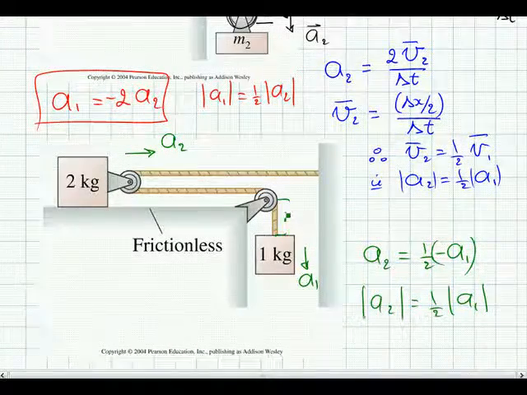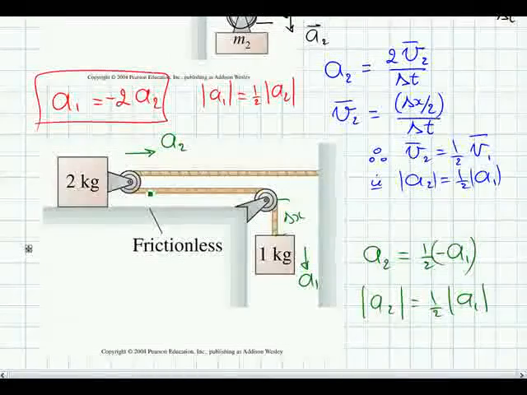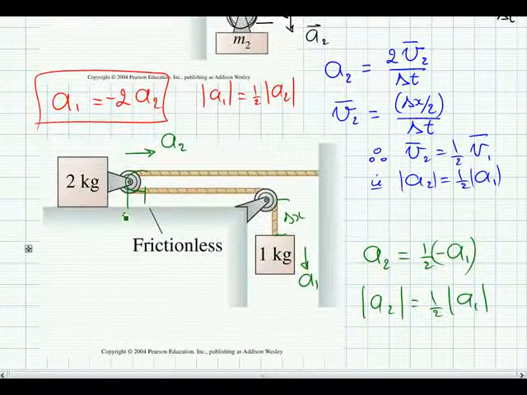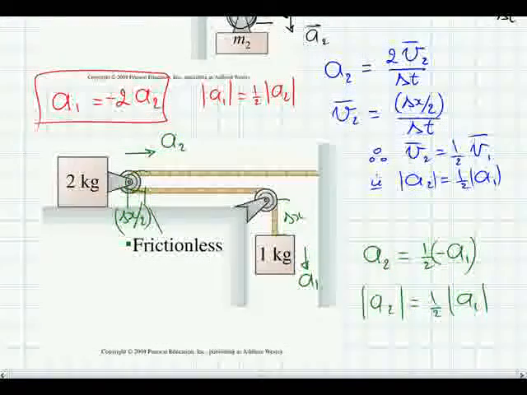Once again, for every delta x that this object accelerates in time delta t, because of this folding here, the 2 kilogram object undergoes a delta x over 2 displacement.